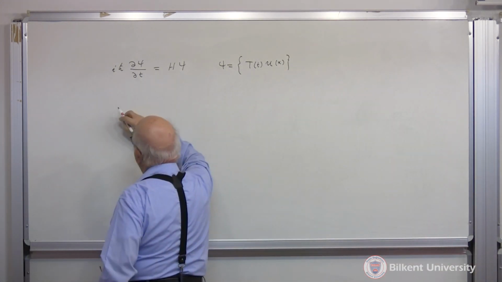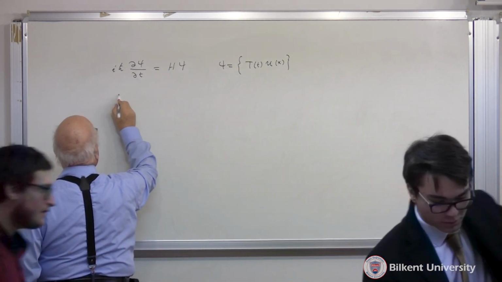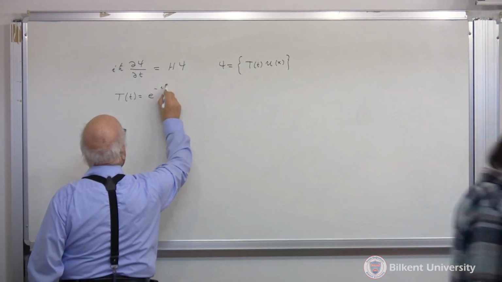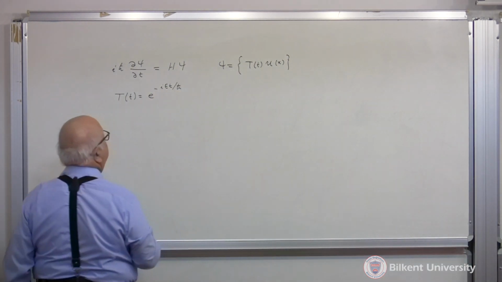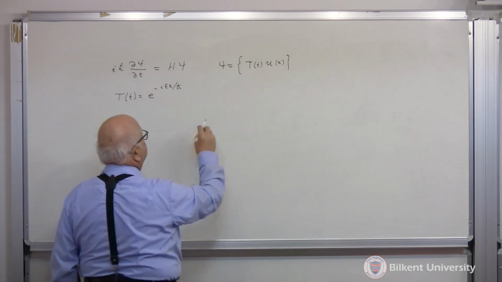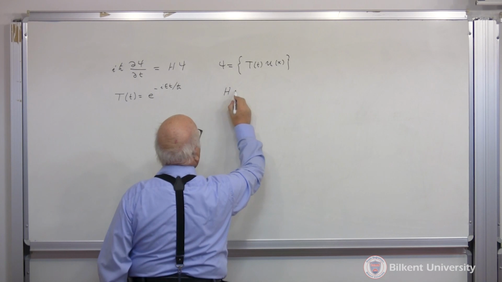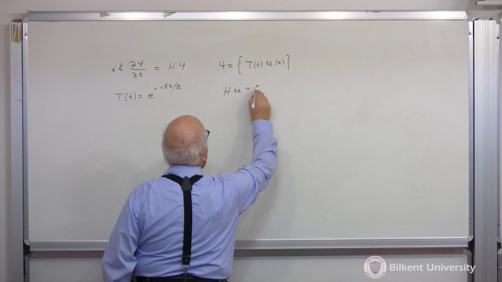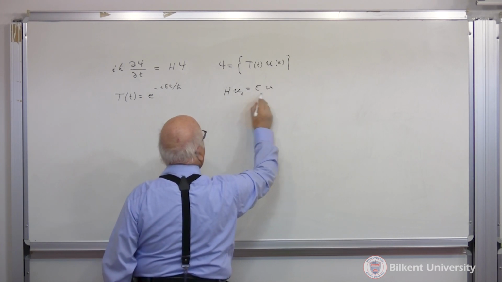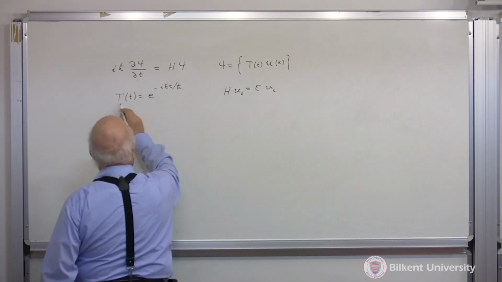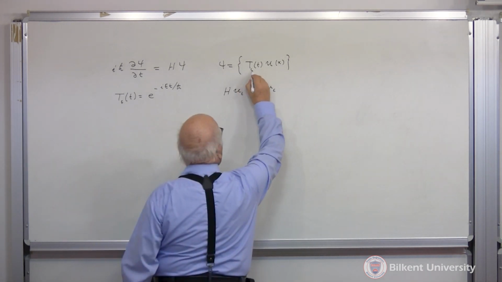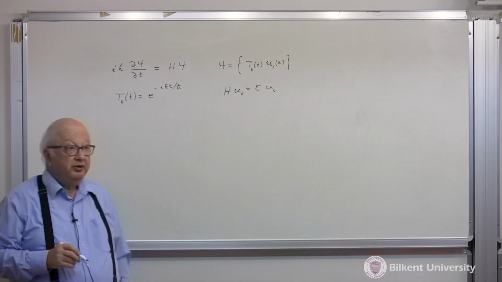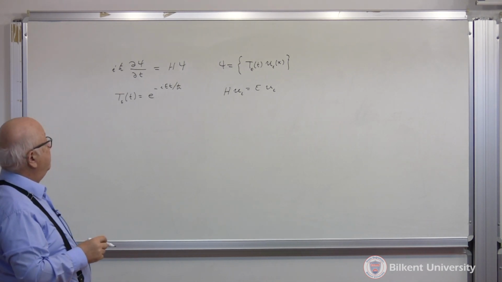And the way we do that is T of t is equal to e to the minus i E t over h bar, and u of x is a solution to the time-independent Schrödinger equation, H u is equal to E u. So the results depend on E, so we put subscripts on all of these things, indicating that everything there is going to be a function of E.